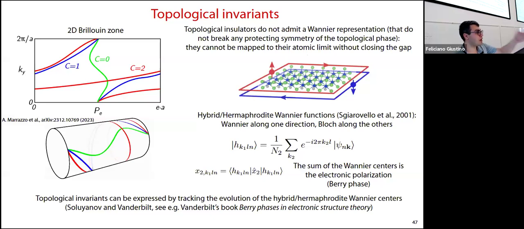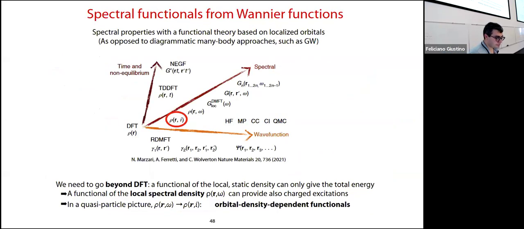So in two dimensions, for instance, this works like calculating the Wannier centers along x. This would be your polarization along x. And you do this as a function of ky. And you study how the centers, the sum of the centers, wind around the Brillouin zone as a function of ky. And the winding number of the centers is essentially the Chern number, which is the most fundamental topological invariant. And you can derive other topological invariants in the same way. This has been done by Soluyanov and Vanderbilt. And if you're interested in these topics, there is a fantastic book by David Vanderbilt on the subject, called Berry Phases in Electronic Structure Theory.